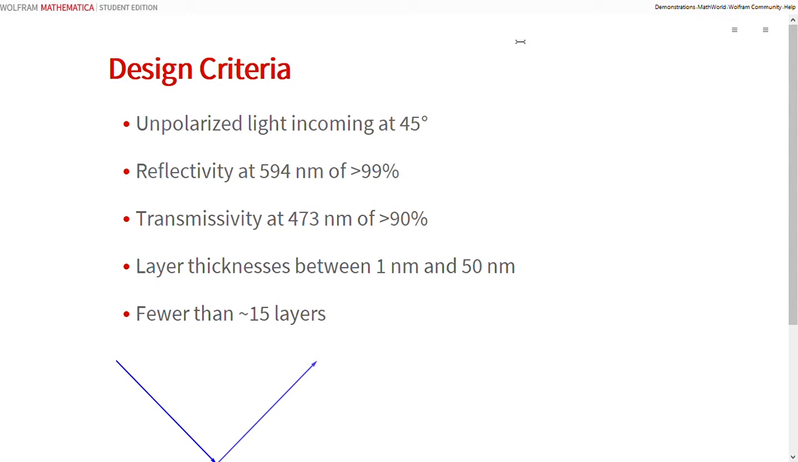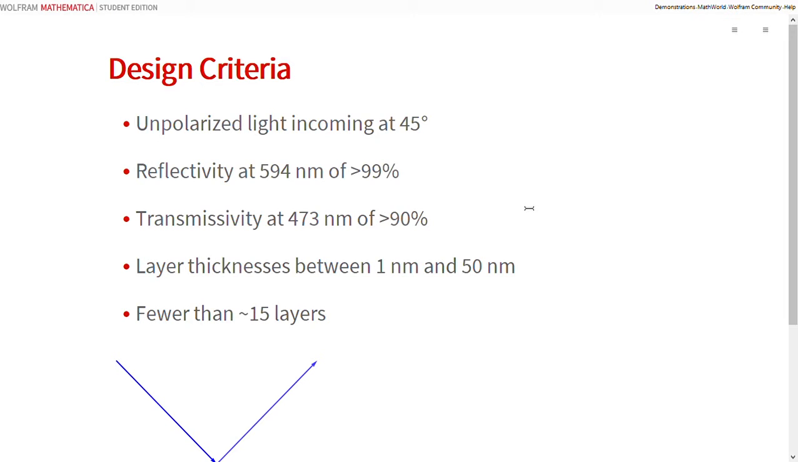So there were a couple of design criteria that were used for creating the dichroic mirror. For one thing, this would have unpolarized light incoming at a 45-degree angle, and it needs a reflectivity of at least 99% for light of wavelength 594 nanometers, and a transmissivity of at least 90% for light at a wavelength of 473 nanometers. The reflectivity is important because that's actually what's going to allow the signal from the drug fluorescence to be picked up.